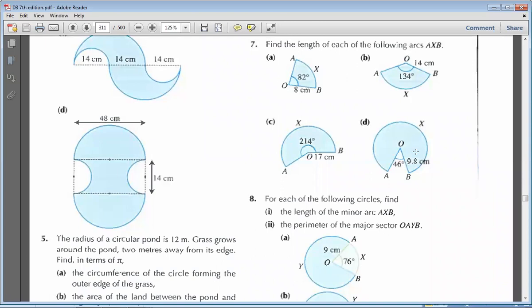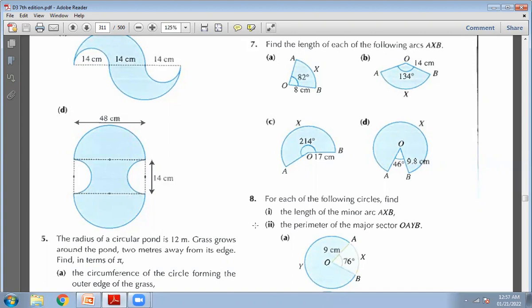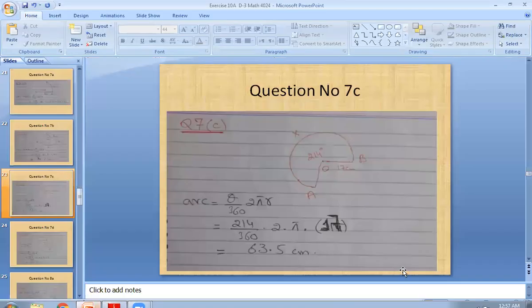Question number 7 and its D part. The angle here is 46. The radius is 9.8 centimeter, and I want to find out the arc AXB, but there's a problem. This angle is not of this arc AXB. So first of all, I need to find out this angle. This angle will be 360 minus 46. You will get the angle subtended by the arc at the center, and then you can apply the formula of the arc length.